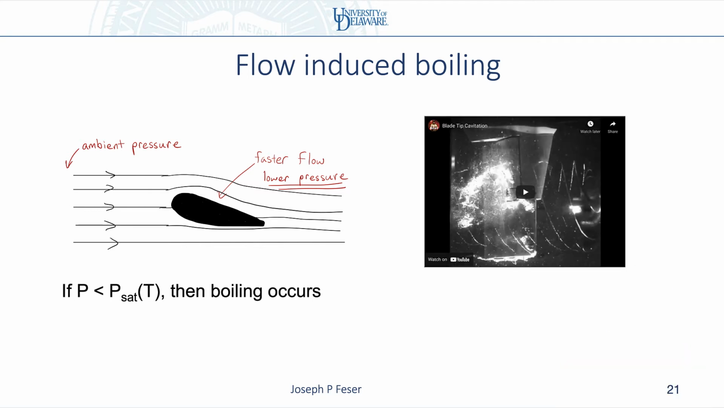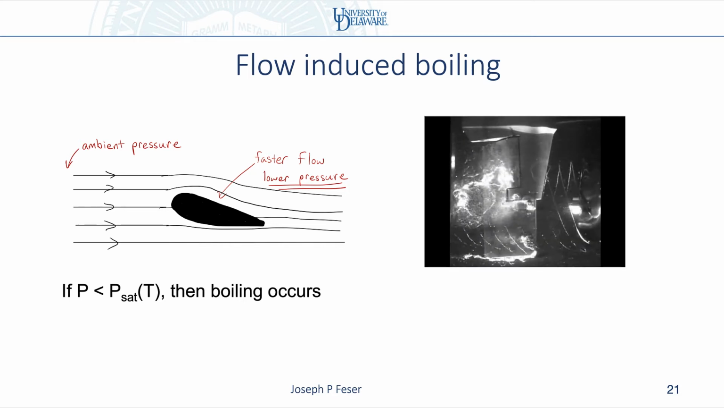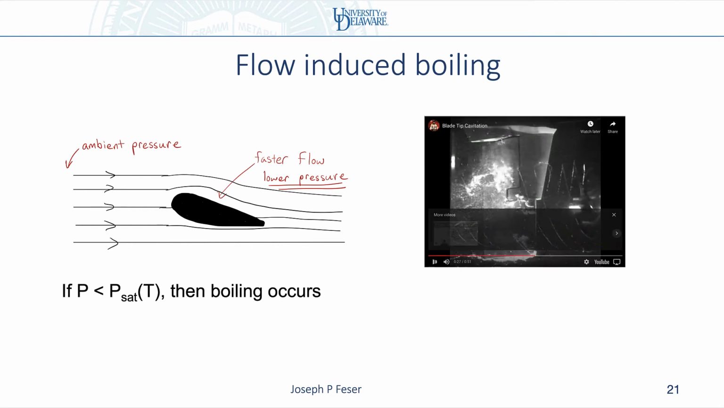That generates bubbles. Here's a video of a turbine blade spinning, and if you spin a turbine blade fast enough, then the pressure will drop, especially at the tips of the turbine blades. On the right side of this video, you'll see these little blades spinning around, and at the tips, the pressure is so low that you actually generate flow-induced boiling, which will create a vapor trail, which eventually breaks into bubbles.